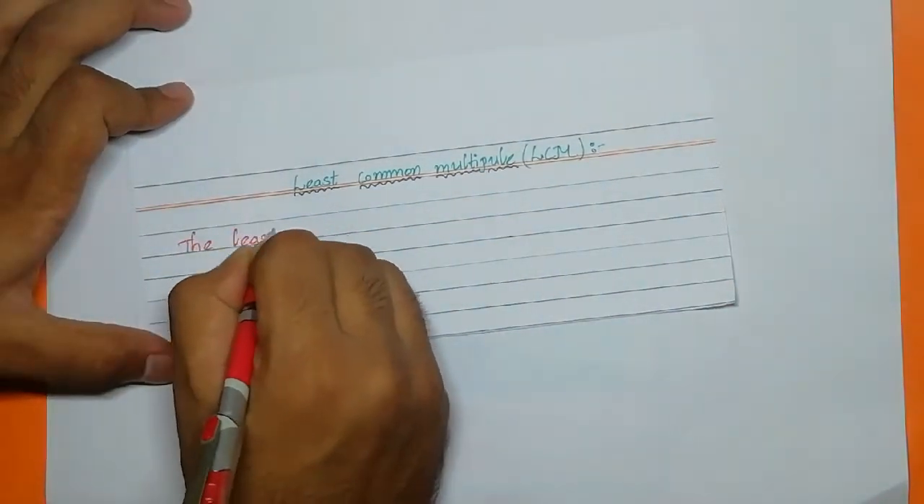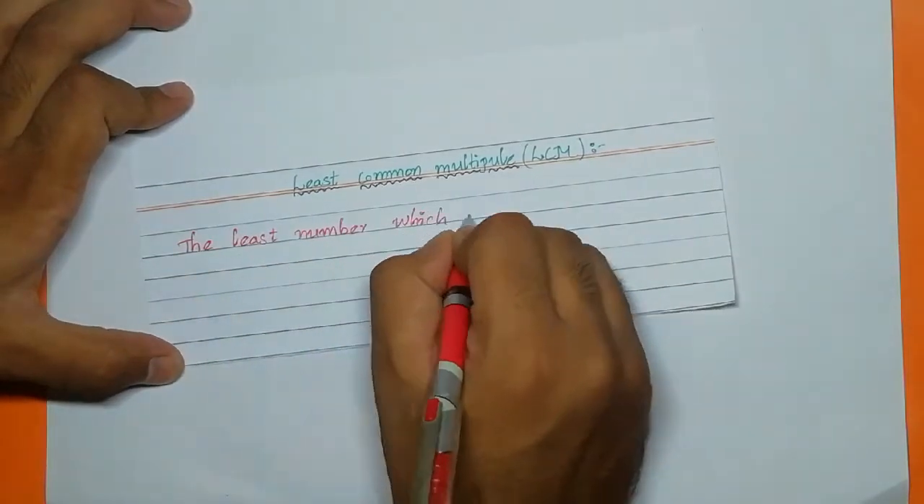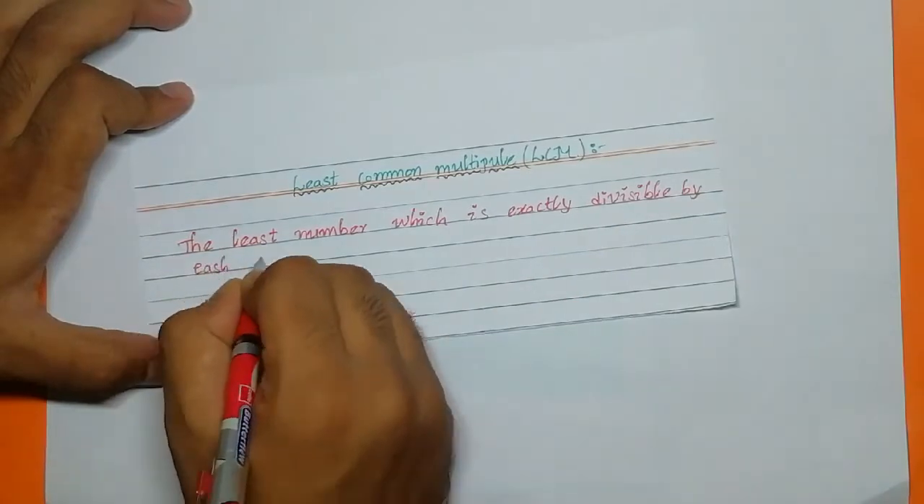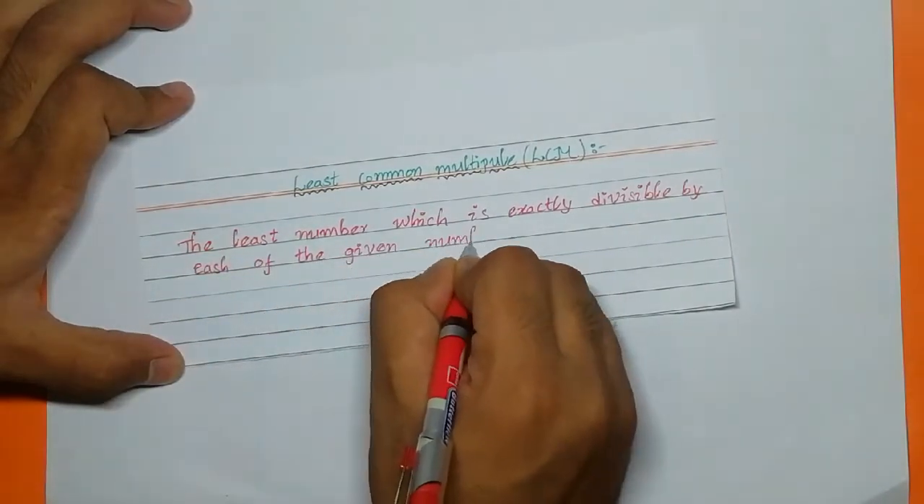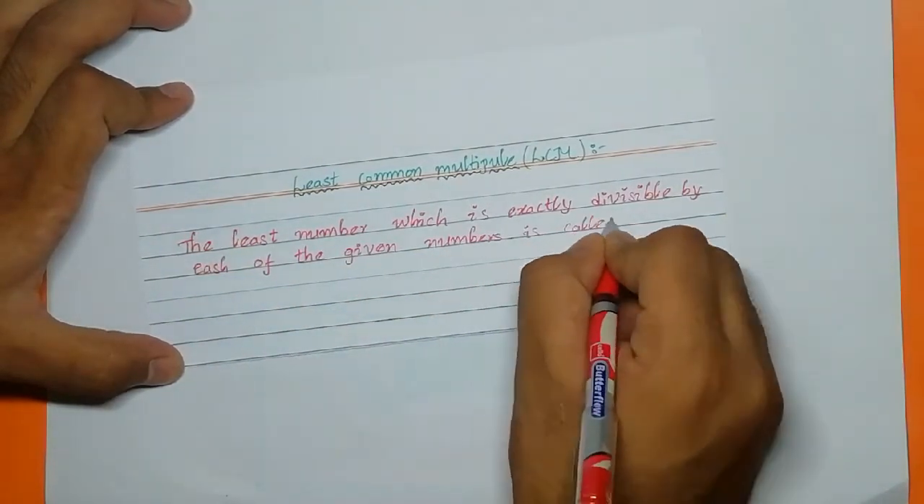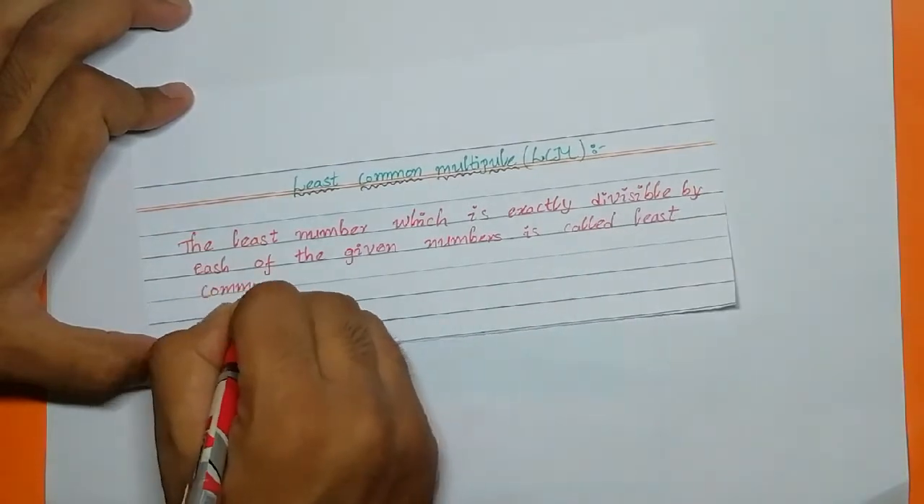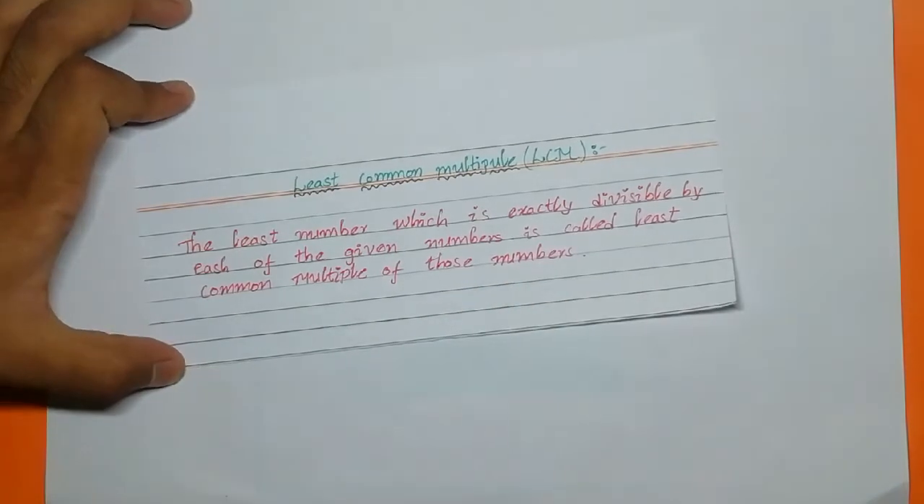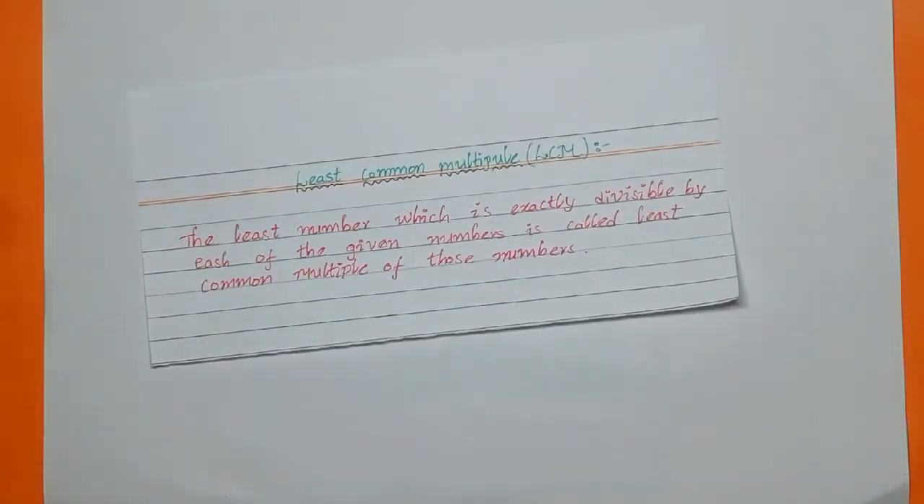The least number which is exactly divisible by each of the given numbers is called the least common multiple of those numbers. That means the least number which is exactly divisible by each of the given numbers is known as LCM.